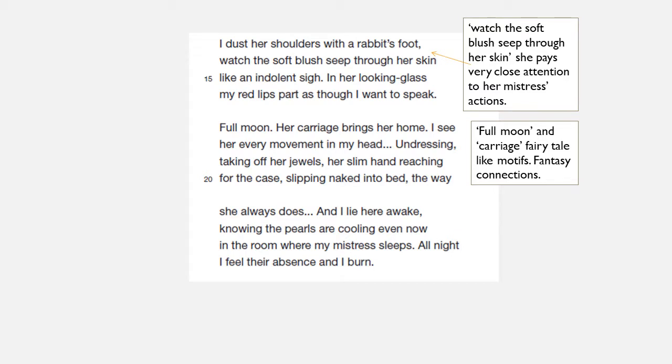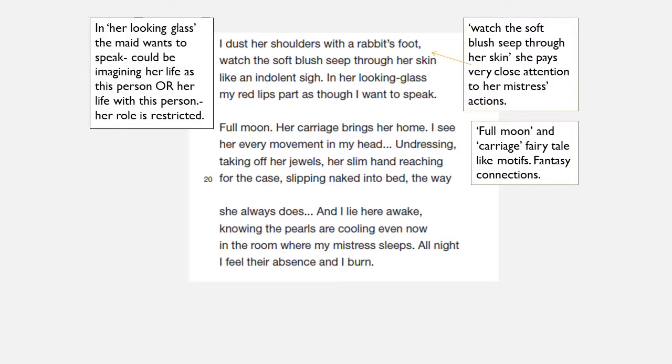So you've got "watch the soft blush seep through her skin". She pays very close attention to her mistress, again showing physical desire and longing. In her looking glass, the maid wants to speak; she could be imagining her life as this person or her life with this person. Her role is restricted, and there is a desire to overcome her current role and be close to the mistress in some way.